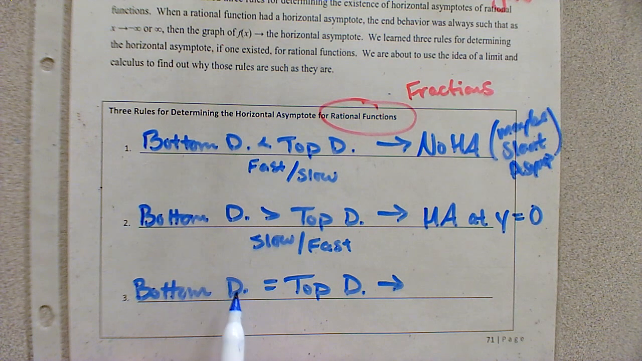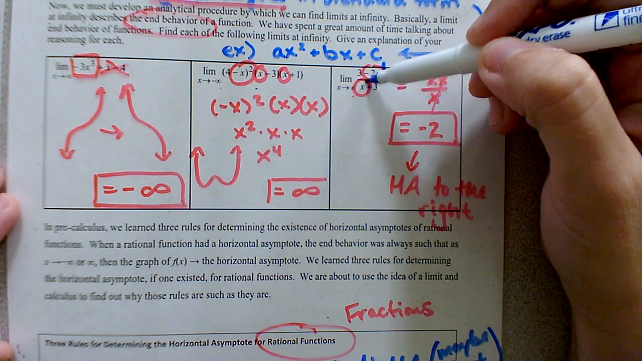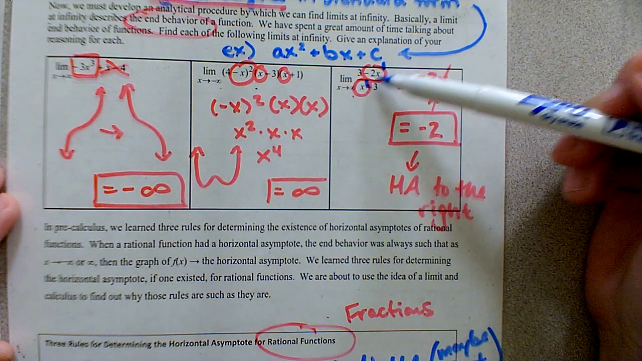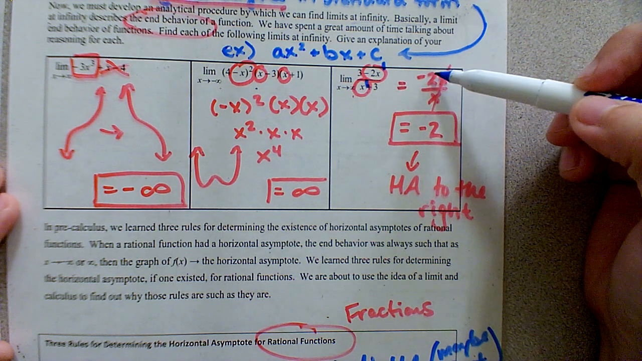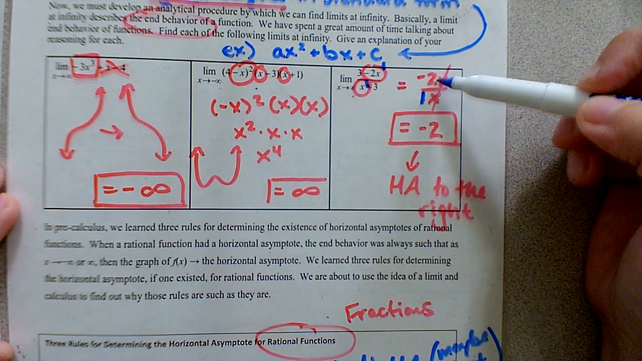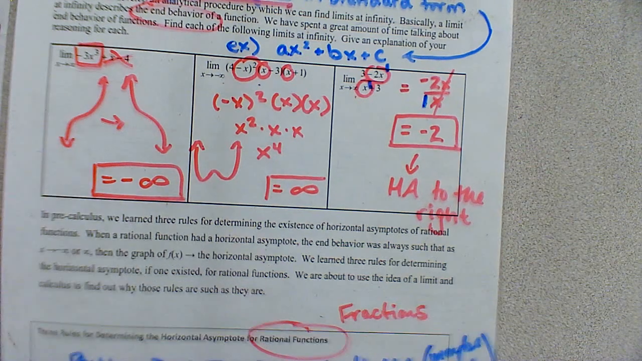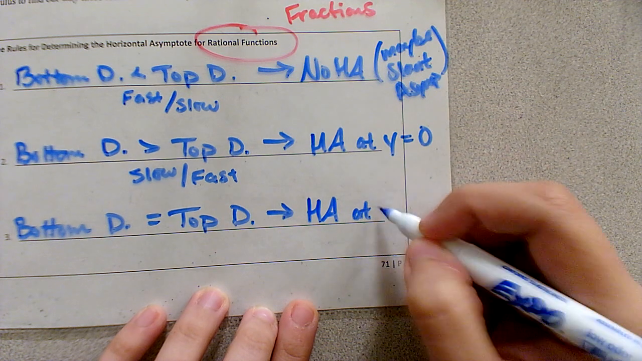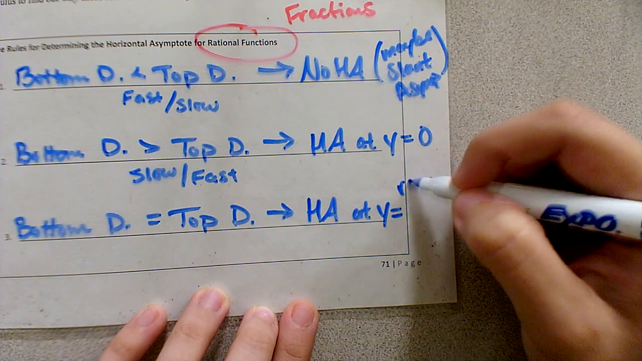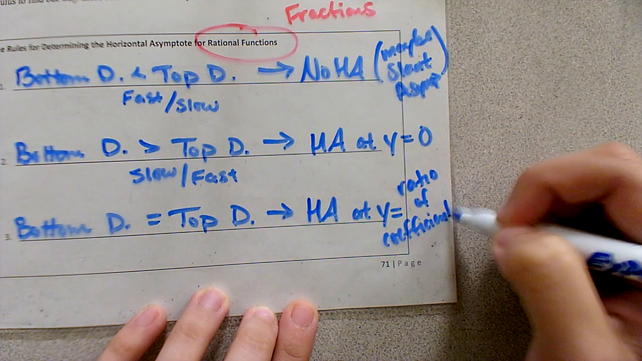The last thing is if the bottom and the top are exactly the same. And we kind of saw that here in the first example. Notice how the degree of the top was 1 and the degree of the bottom was also 1. So since those degrees matched, those x's we could think would cancel out, and we're just left with the ratio, the division of those coefficients out front, meaning -2/1. And notice how this represented a horizontal asymptote. So if this is the case, if they're equal, we do have a horizontal asymptote, and it's specifically at the y value of the ratio of the coefficients. So we'll just divide those numbers out front.